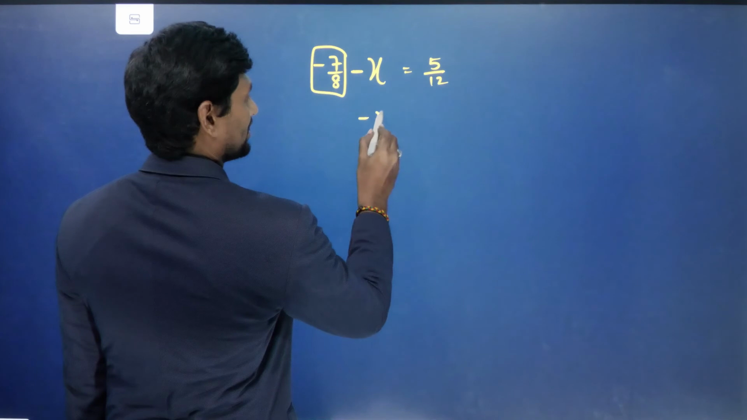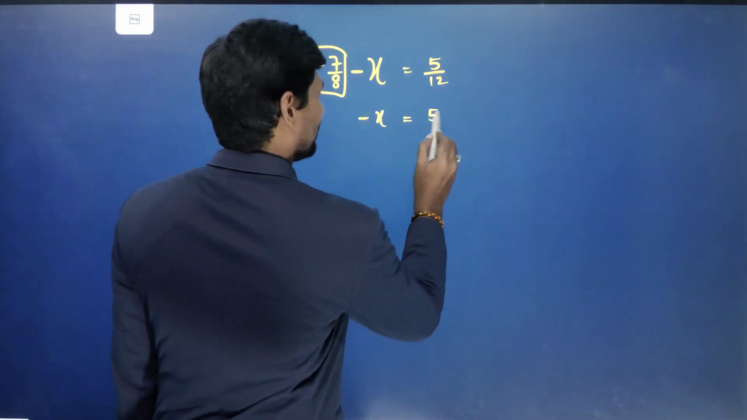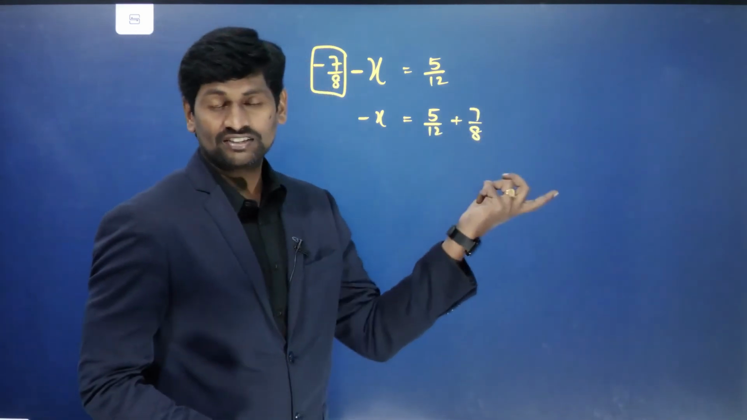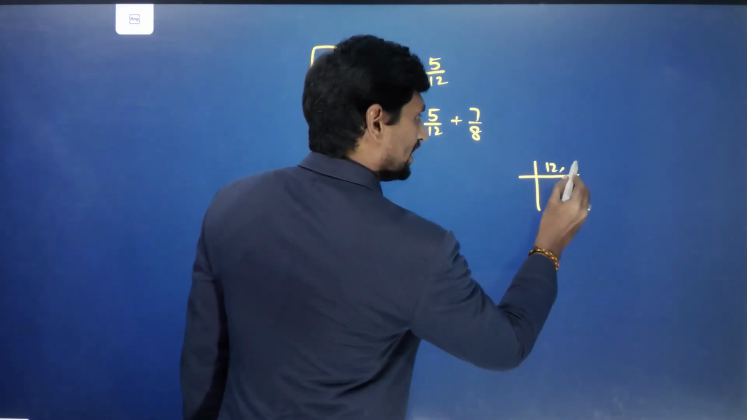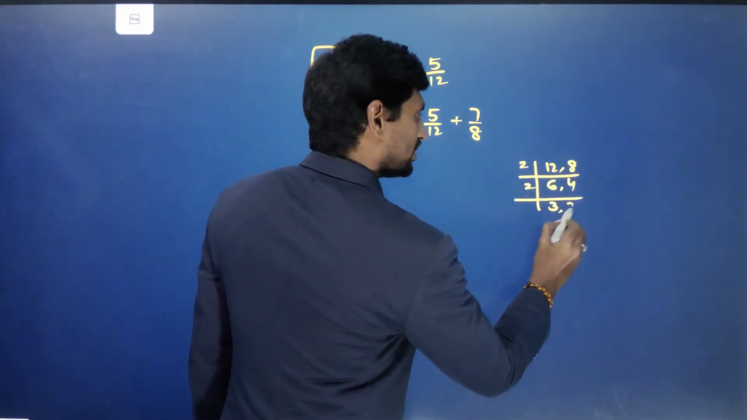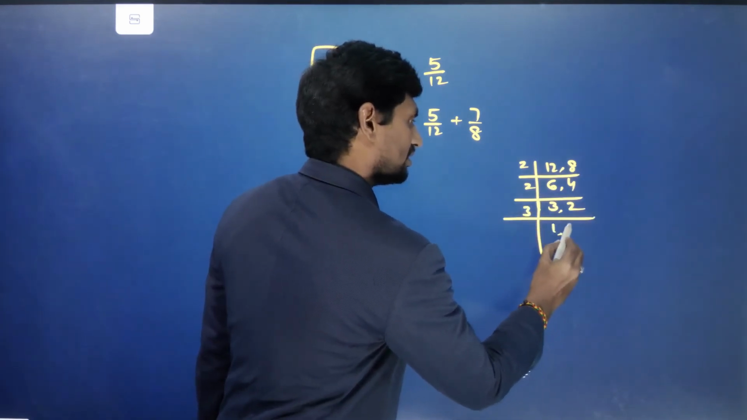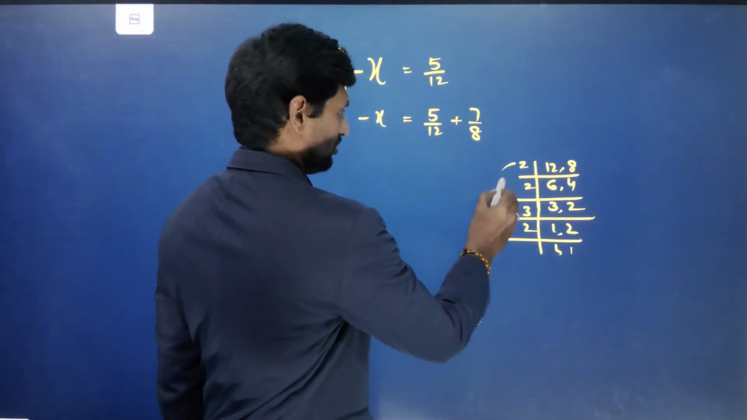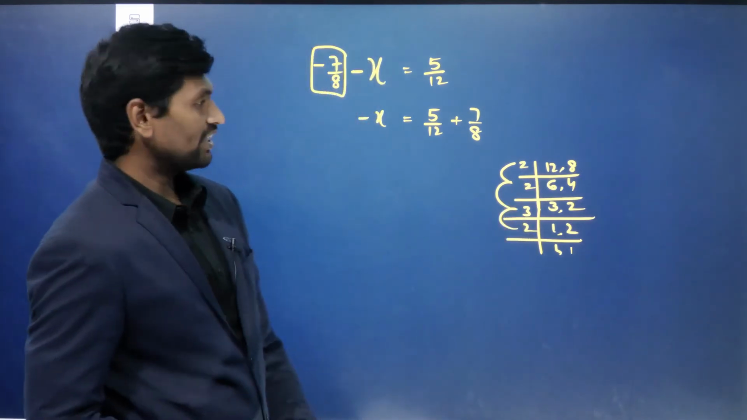So minus x equals, here minus 7 by 8 transposed to that side becomes plus 7 by 8. That means it is the sum of two unlike fractions, so we take the LCM of the denominators. 12, 8: both come in the 2 table, 2 sixes, 2 fours, again 2 table, 2 twos, 2 ones. Continue until you get 1. So what is the LCM? 2 into 2 into 2 into 3 is 24. 24 is the LCM.